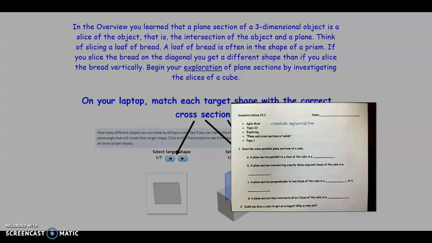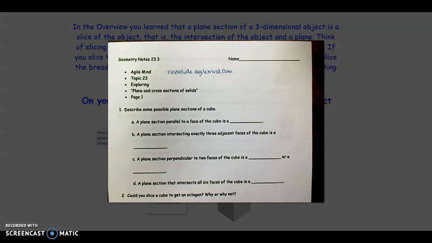It tells you on your notes here where you need to be in Agile Mind. Remember, to access the curriculum, you're going to russellville.agilemind.com, no www, and Agile does not have a D in it. Your username is your first name, last name, and then the last two numbers of your graduation year. You don't use dots like you do in your typical login on your computer. So it's just first name, last name, graduation year, no dots, and then your RSD password.